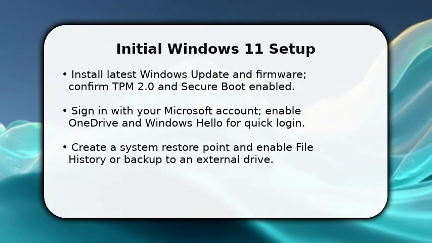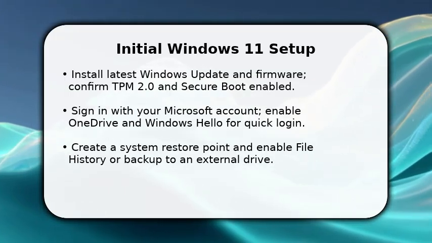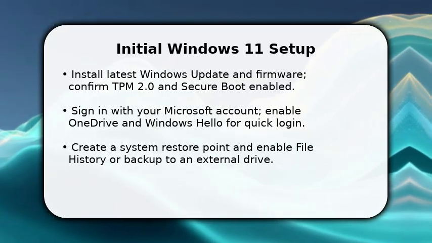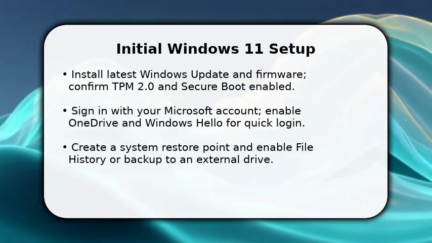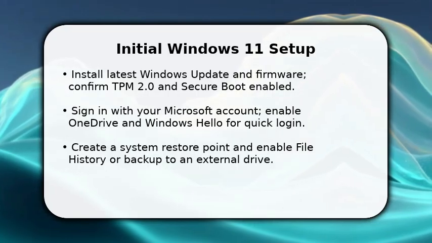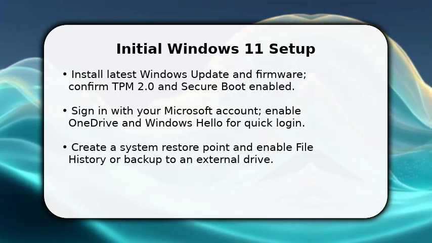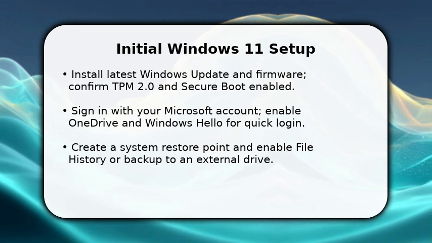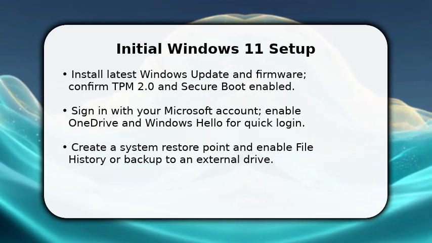You start by securing a stable base. Open Settings, go to Update and Security, and install every pending update to avoid compatibility hiccups. Next, check System about to confirm TPM 2.0 and Secure Boot, these are required for full feature support. Sign in with your Microsoft account, then enable Windows Hello and OneDrive so settings sync across devices. Finally, make a restore point and turn on file history or set an external backup. Once done, you have a recoverable foundation.